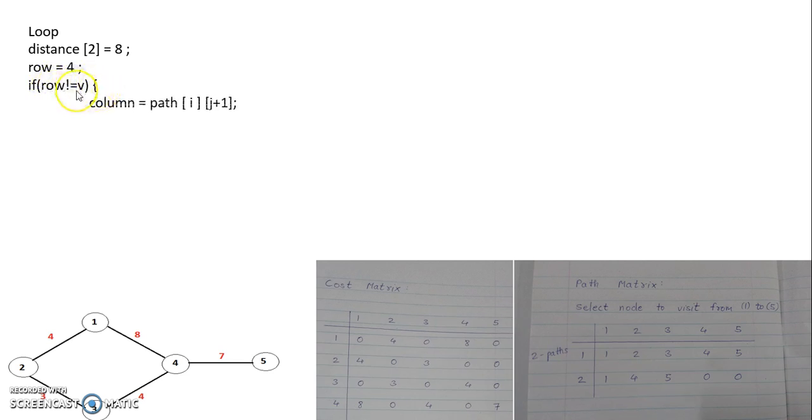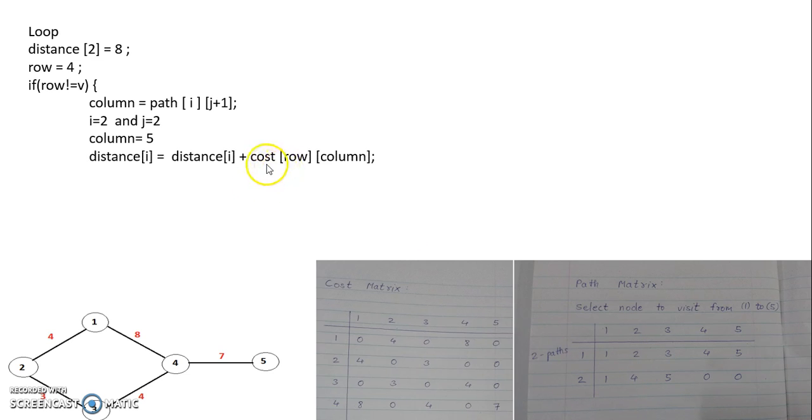It will again enter the if statement because value of v is 5. Column equal to path of I and j plus 1, just 2 and 3. Value of 2 and 3 is 3. I am sorry, we have to look in the path matrix. The value of 2 and 3 is 5. So the 5 is assigned to column.